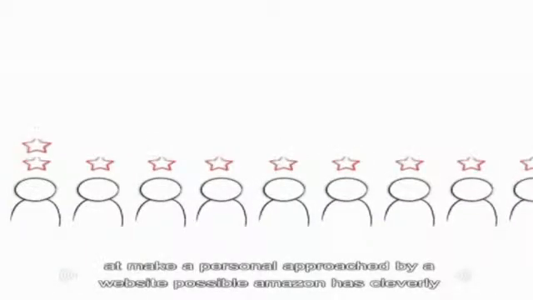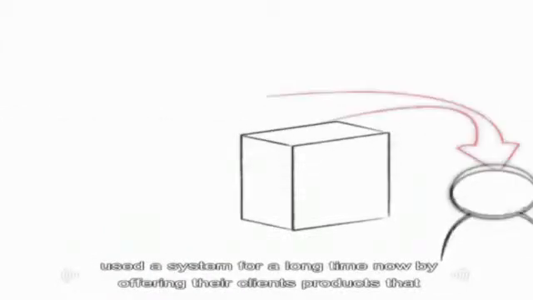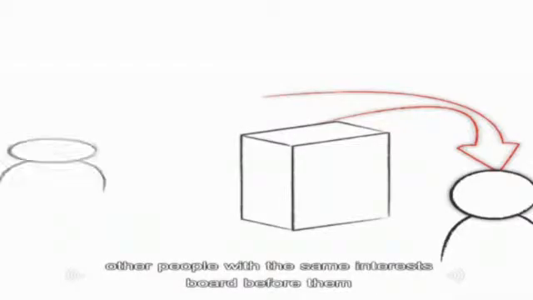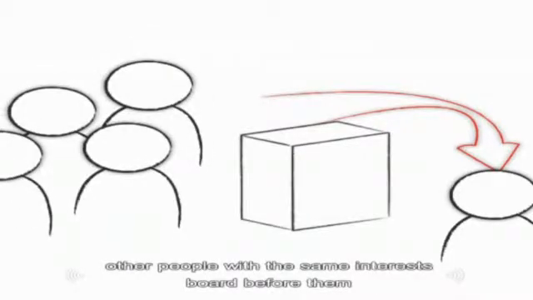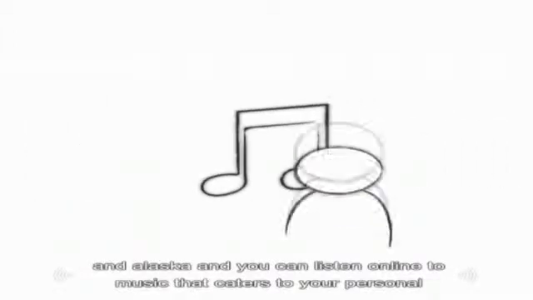Web 3.0 is not totally different from the web we know now. It is in many respects a continuation of existing techniques. Think of the so-called recommender systems that make a personal approach by a website possible. Amazon has cleverly used this system for a long time now, by offering their clients products that other people with the same interests bought before them. And on Last.fm, you can listen online to music that caters to your personal wishes.